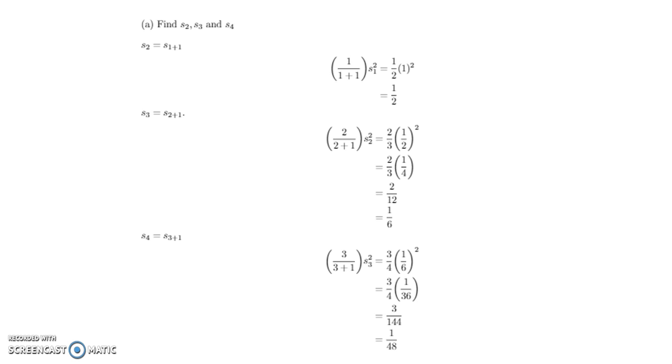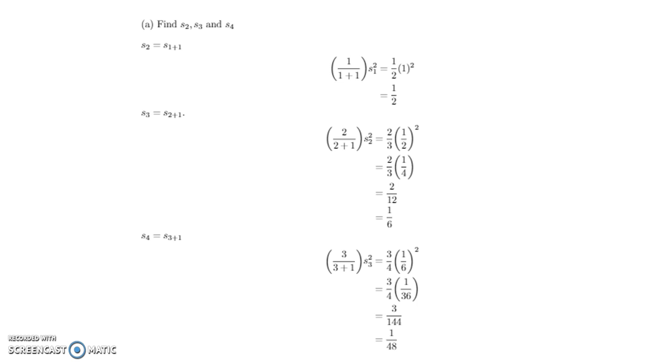To get s sub 4, we're going to plug in 3 for n, so we're going to have that s sub 4 equals s sub 3 plus 1. So we have 3 over 3 plus 1 times s sub 3 squared. We know that s sub 3 is 1/6. So we have 1/6 squared times 3/4. And with further simplification, we have that it equals 1 over 48.